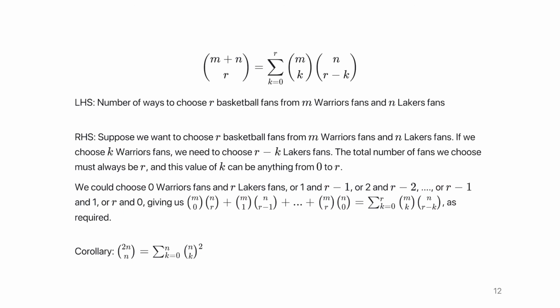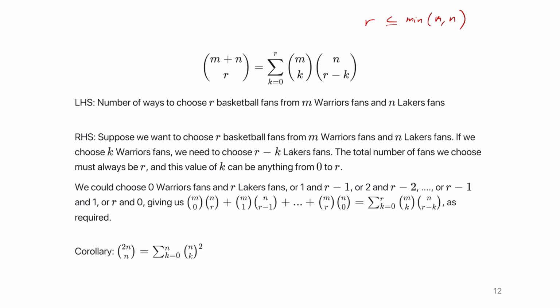So we can see the left-hand side is the number of ways to choose r basketball fans from a group of m Warriors fans and n Lakers fans. I guess here we're assuming r is less than or equal to both m and n. To be more specific, it should be less than or equal to the minimum of m and n, but whatever.